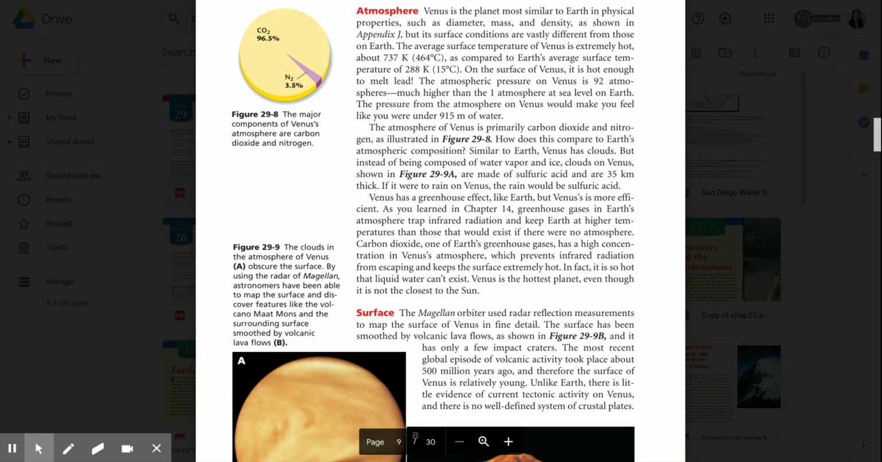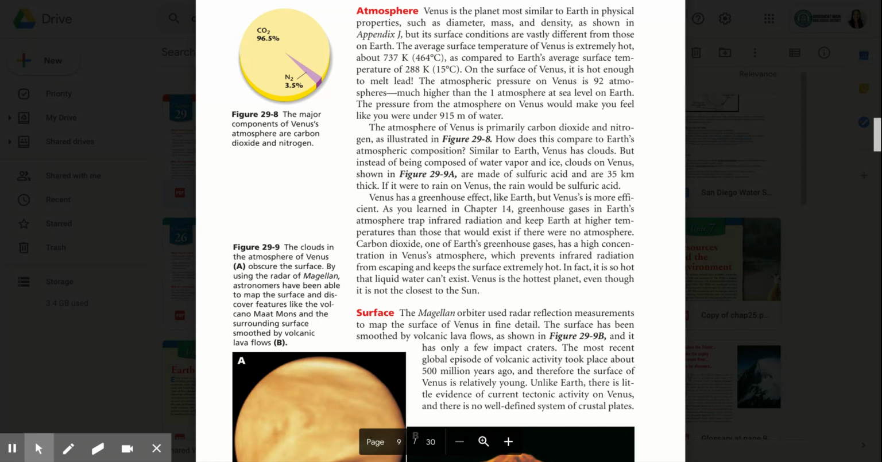The atmospheric pressure on Venus is 92 atmospheres, much higher than the 1 atmosphere at sea level on Earth. The pressure from the atmosphere on Venus would make you feel like you were under 915 meters of water. The atmosphere of Venus is primarily carbon dioxide and nitrogen, as illustrated in Figure 29.8. How does this compare to Earth's atmospheric composition?